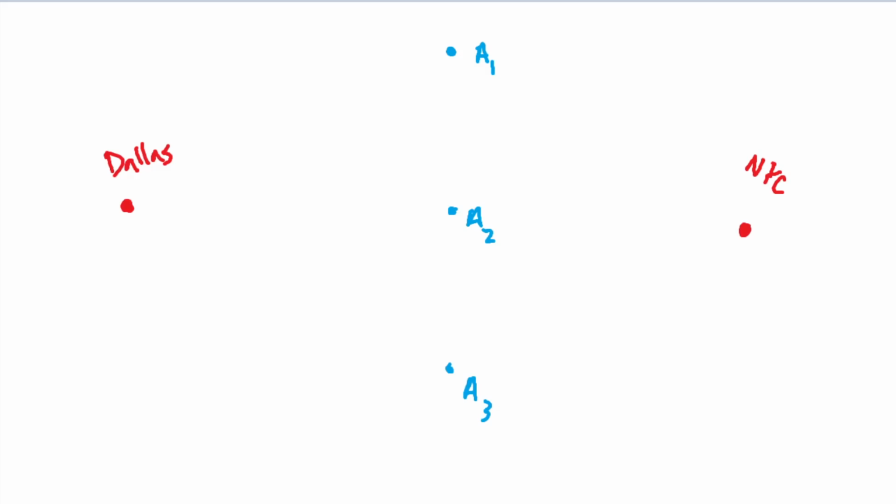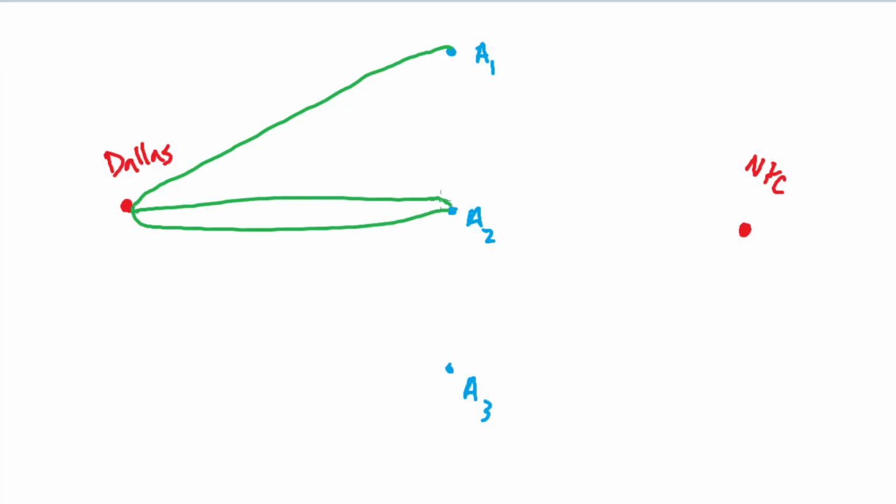So A1, your first airport, is the furthest away from you. So at best, you can probably only drive there, right? And there's only one way to arrive. As for your second airport, it's a little bit closer. You can bike there and also drive there. So there are 2 ways to arrive at this given airport.